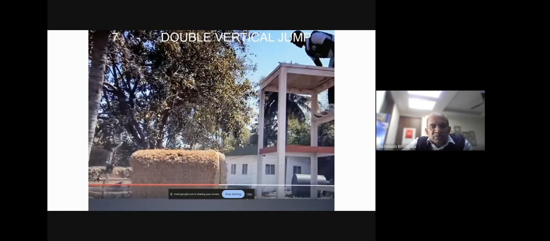Seventh is the double vertical jump. So this is a 3 meter height. The second one is 1.5 meter height. Then you are supposed to climb up and take one jump, second jump onto the ground. Very simple, but this little gap and the fear of the height and this gap, that is again a mental block. You have to overcome it, and in one step jump into the second and then onto the ground. Do it quickly.